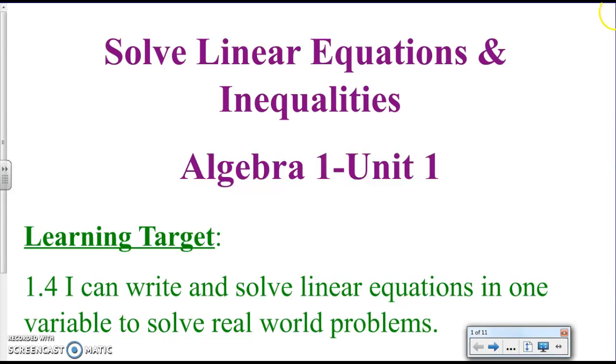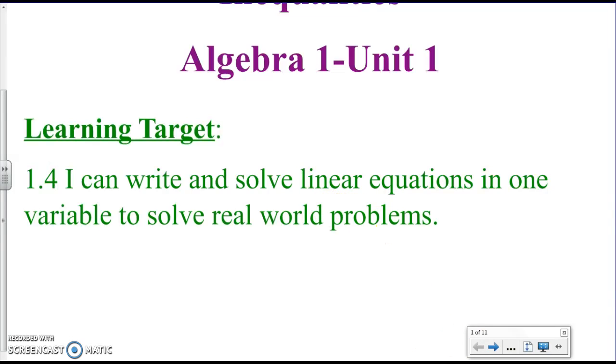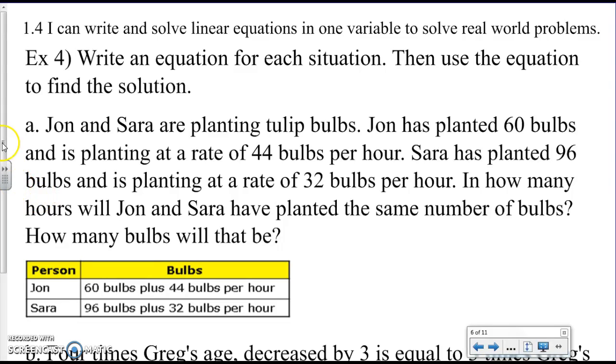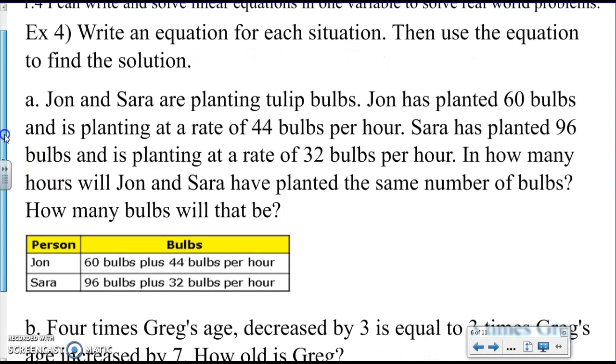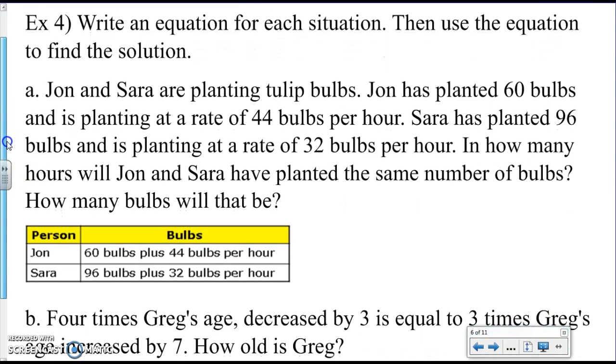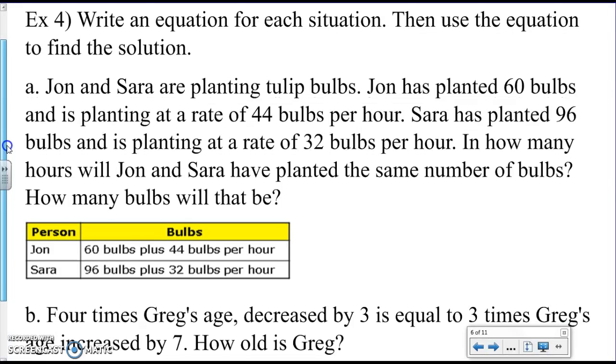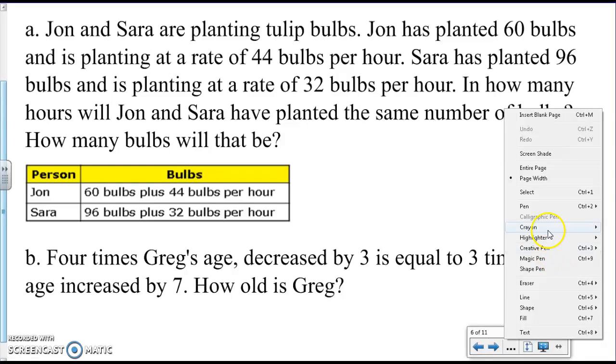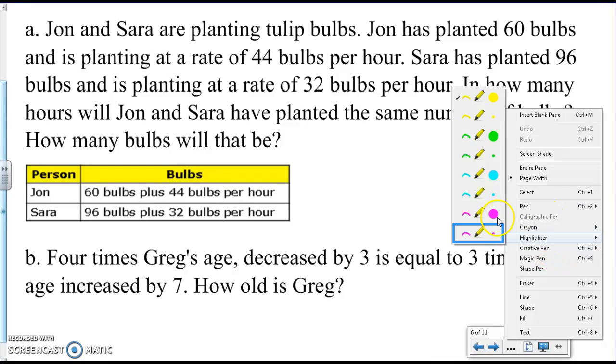Okay, in the last video we started talking about how to use equations to solve real-world problems. We're going to continue on with examples, starting with example 4 and finishing the rest of these up. Same situation: write an equation for the situation, then use the equation to find the solution. Remember our 4 steps: read and underline or highlight, write an equation, solve, check your solutions. So let's go ahead and go through that.